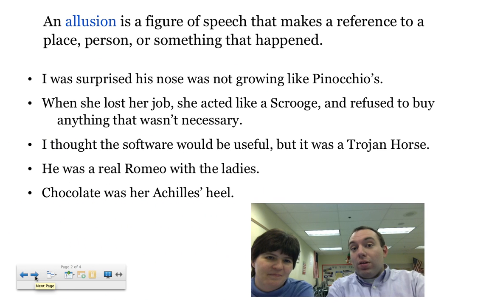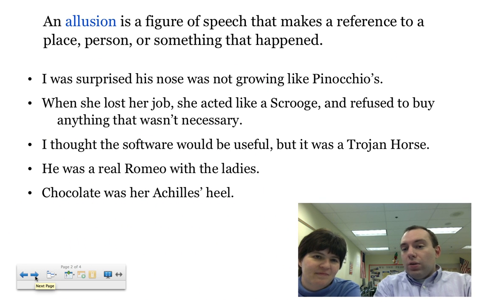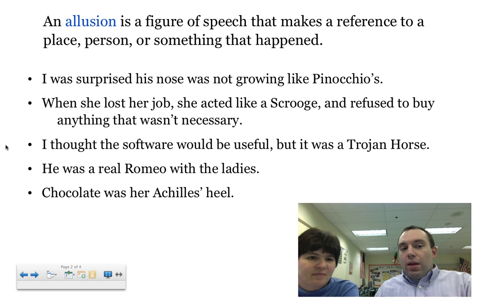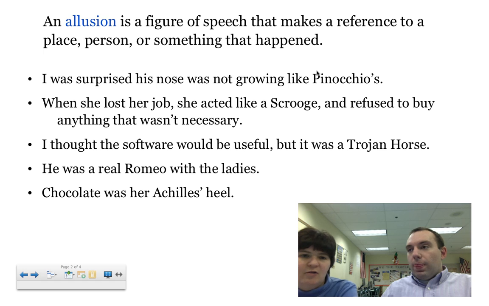Anyway, let's talk about allusion first. I think allusion is a trickier one in my opinion. An allusion is a figure of speech that makes a reference to a place, person, or something that happened, usually like a popular culture reference. So here are some examples. I was surprised his nose was not growing like Pinocchio's. Pinocchio here is the allusion because they're talking about somebody lying and they're alluding to the movie Pinocchio. So you have to know a little bit about Pinocchio in order to understand the allusion.